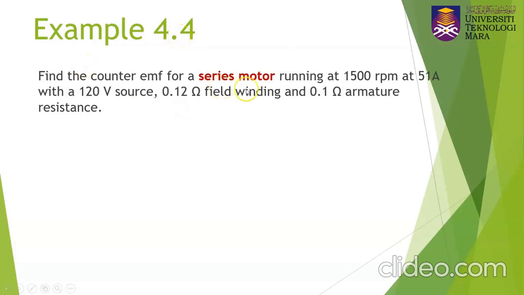Next, for further understanding, let's have a look at example 4.4. For this question, we will see how to solve a problem related to the series motor. The question: find the counter EMF for a series motor running at 1500 RPM at 51 ampere with a 120 volt source, 0.12 ohm field winding, and 0.1 ohm armature resistance.